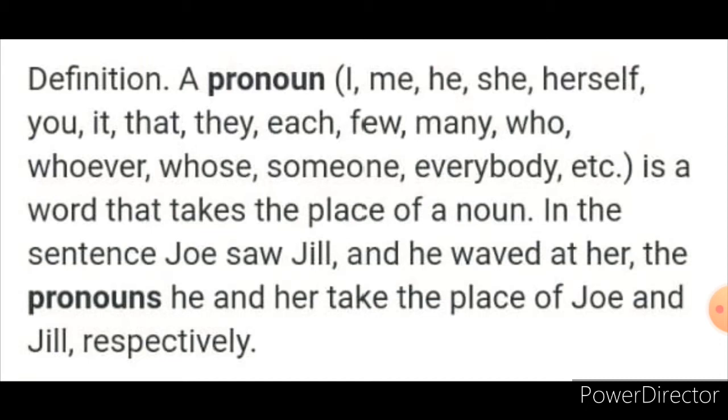So listen, children, a pronoun is a word that is used in place of a noun. It replaces the noun. In short form, pronouns are used instead of nouns.